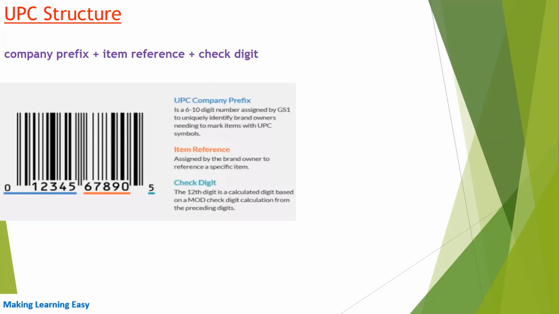Size of the company prefix varies from 6 to 10 digit. Suppose you have selected the company prefix of 6 digit, then the item reference would be of 5 digit, because total company prefix and item reference would be of 11 digit. If you have selected the company prefix of 9 digit, then the size of the item reference would be 2 digit. In this example, the size of the company prefix is 6 digits. That's why you can see the size of item reference is 5 digits. I have attached a screenshot of one product which has UPC printed on it.